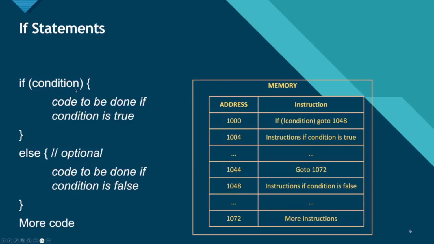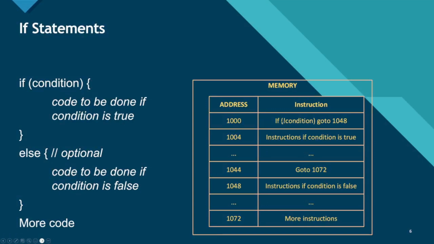So once again, just to make sure this is clear, here's a condition. It evaluates either to true or false. If it evaluates to true, this code is evaluated, which is here. This code is evaluated, and then the else block is skipped and more code is executed. So these instructions are evaluated if the condition is true. We skip the else block and come down here.